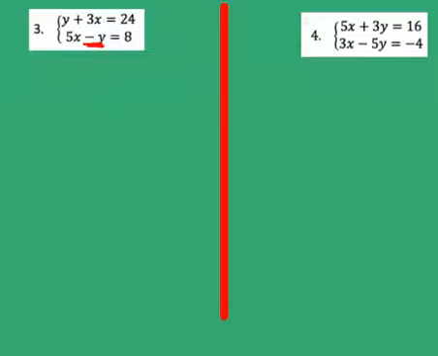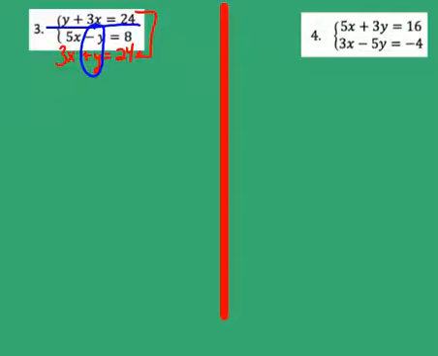I'm looking at this as a negative y and this is a positive y. So what I want to do is I'm just going to rewrite this one underneath it. I'm going to write 3x plus y equals 24. And reordering the addition there, because they're both positive values, is kind of like the commutative property of addition. 2 plus 4 equals 6 and 4 plus 2 equals 6. So you can write it in any order.